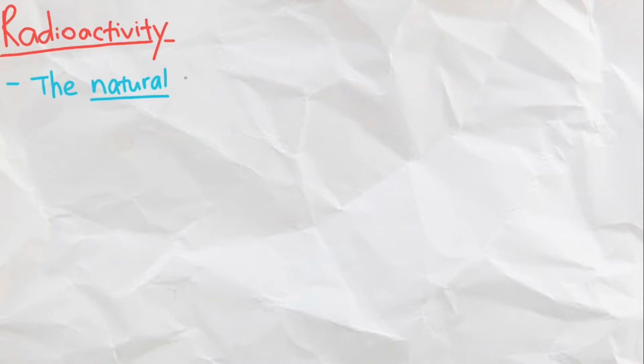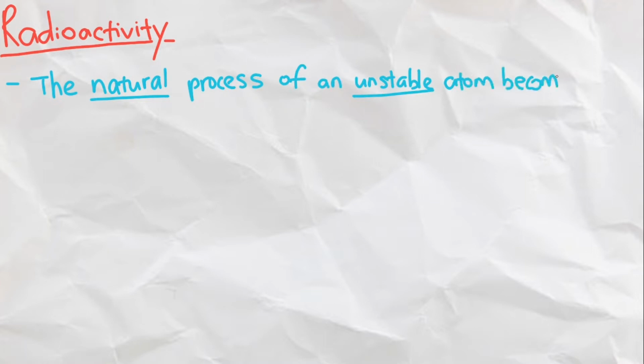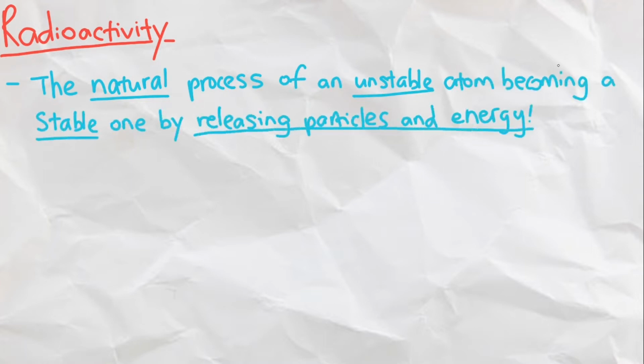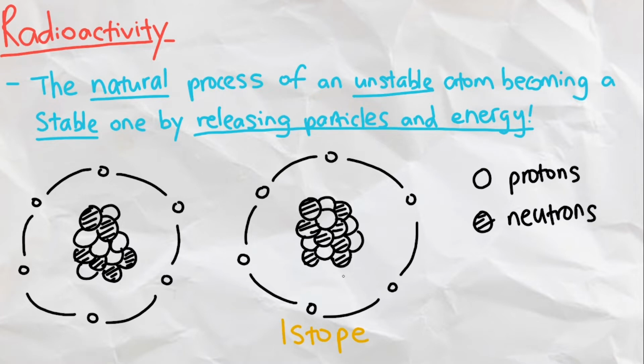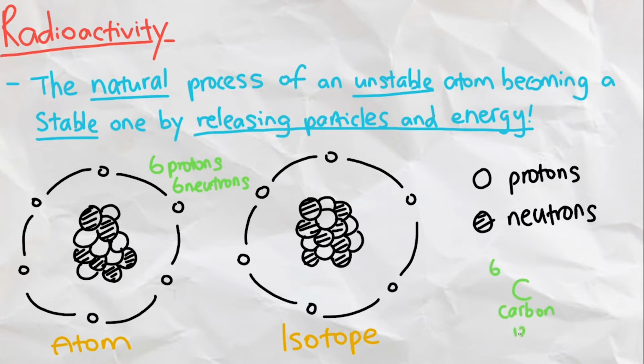To put simply, radioactivity is the natural process of an unstable atom becoming a stable one by releasing particles and energy. Some atoms are made with a different number of neutrons than they are supposed to, and they are known as isotopes. For example, a carbon atom will normally have 6 protons and 6 neutrons. We know this because its atomic number is 6, which means that it has 6 protons. Its atomic mass is 12, so it must have 6 neutrons, since 12 minus 6 is 6.